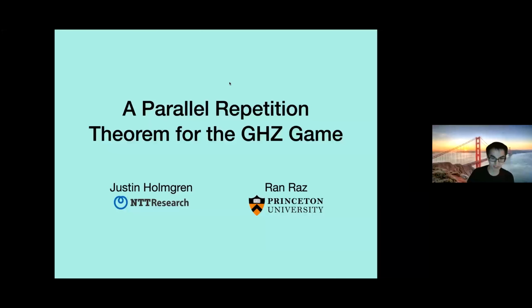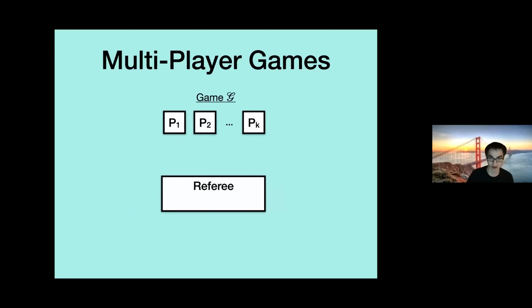So yeah, this is joint work with Ron Raz, and let's just dive right in. So the main mathematical object that we're talking about in this work is a multiplayer game.